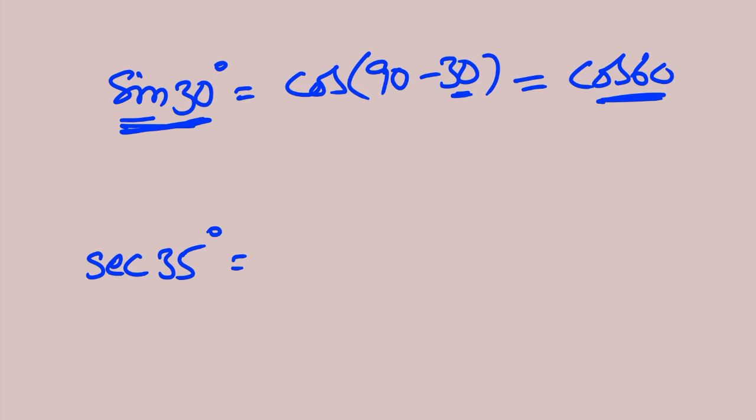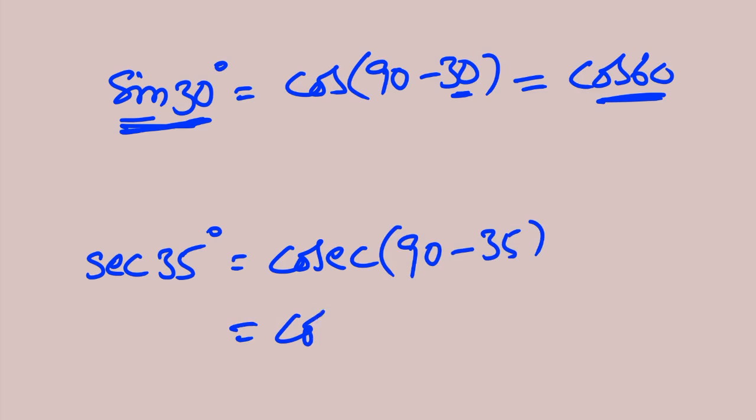And what about secant 35? What is the complement of secant 35? The secant complement is cosecant. Write cosecant first, then immediately 90 minus whatever angle is given, 35. So cosecant 90 minus 35 is cosecant 55. That means secant 35's complement is cosecant 55. In this way we can easily convert the ratios into their complementary angles. So now we'll do a few problems based on this.